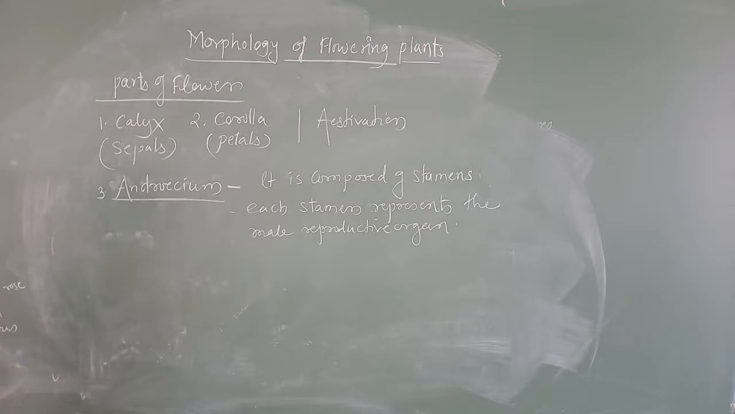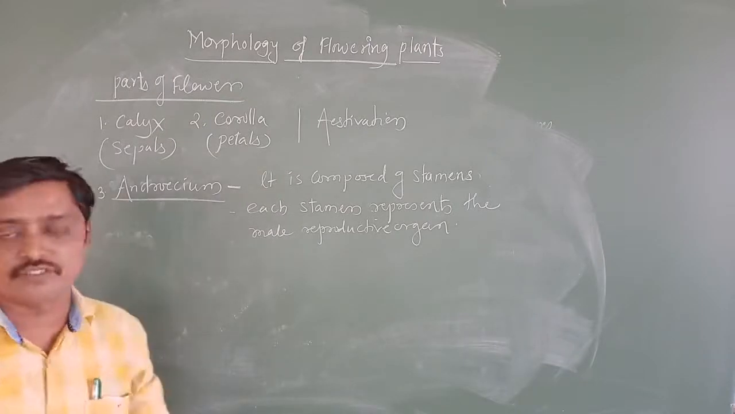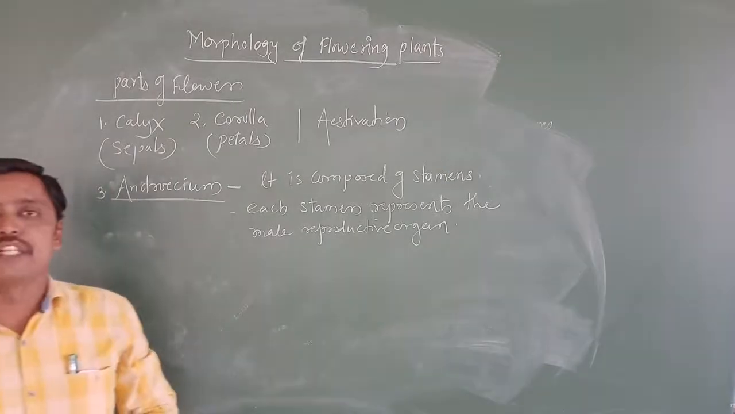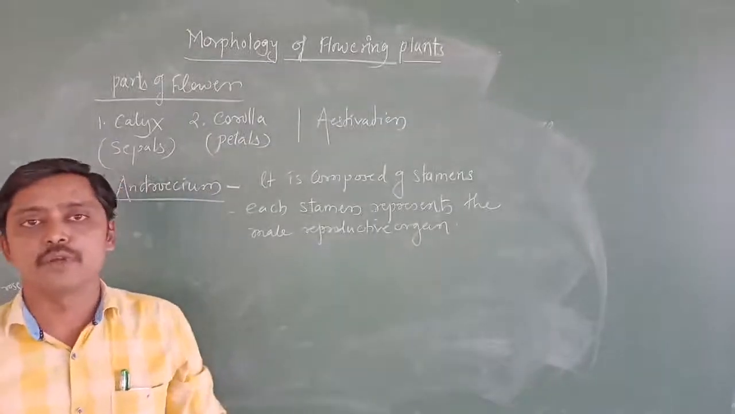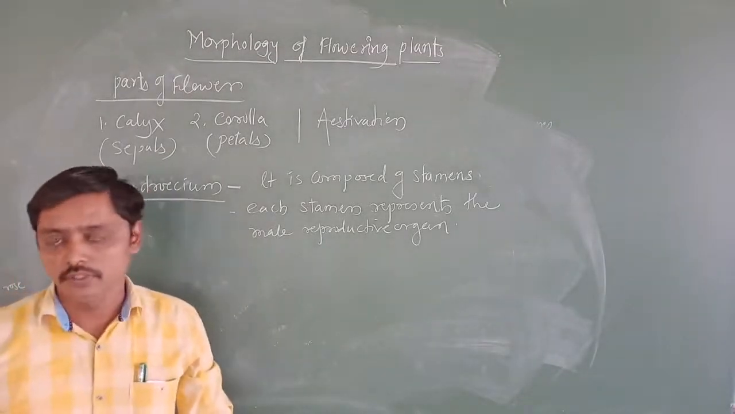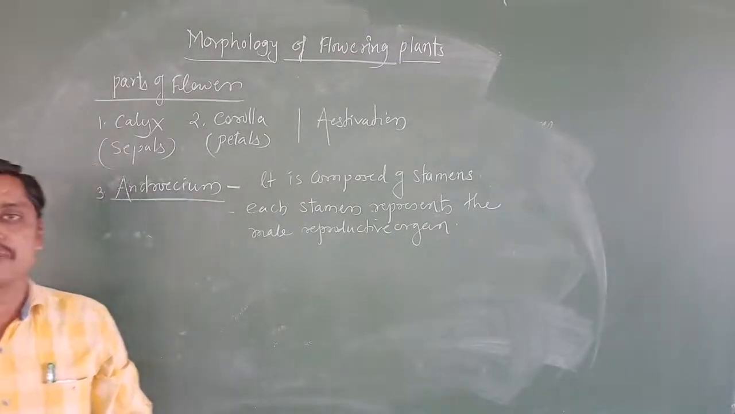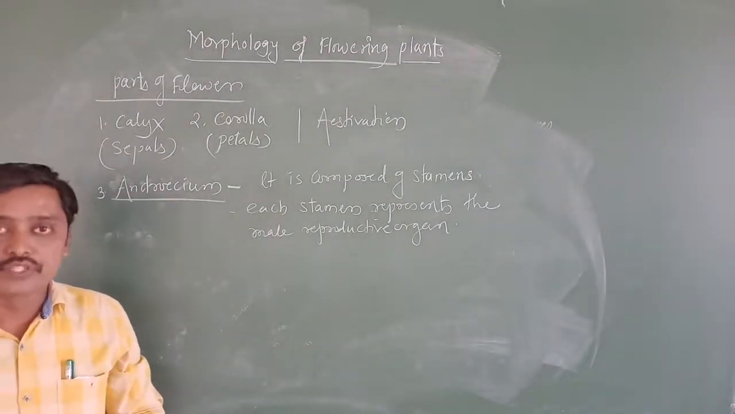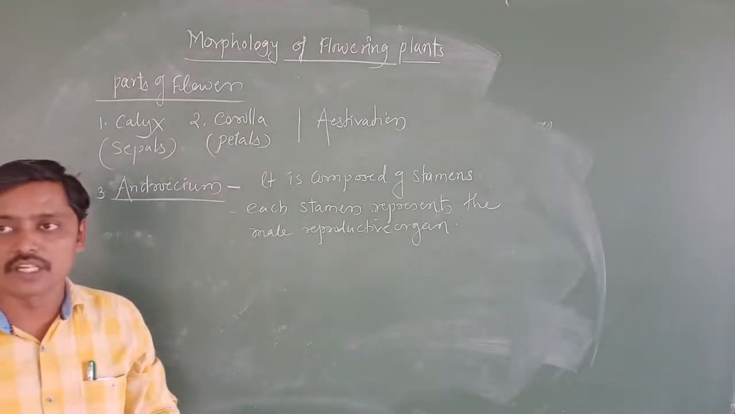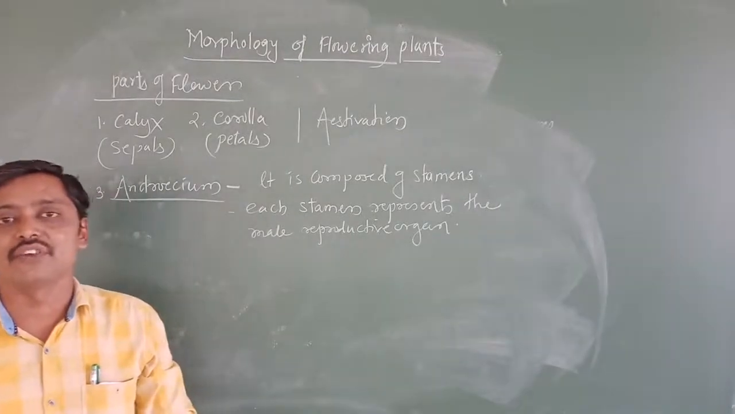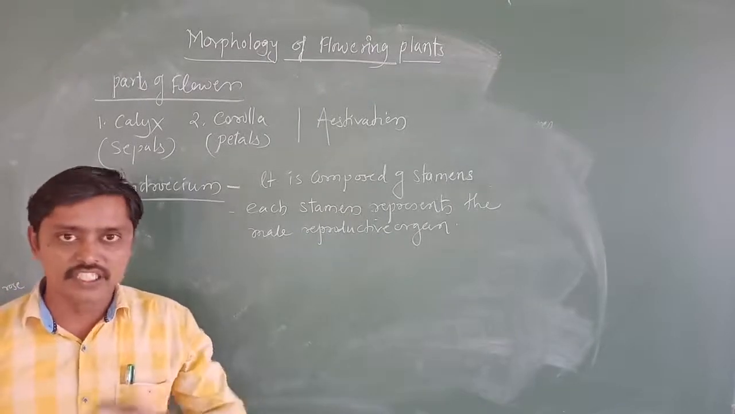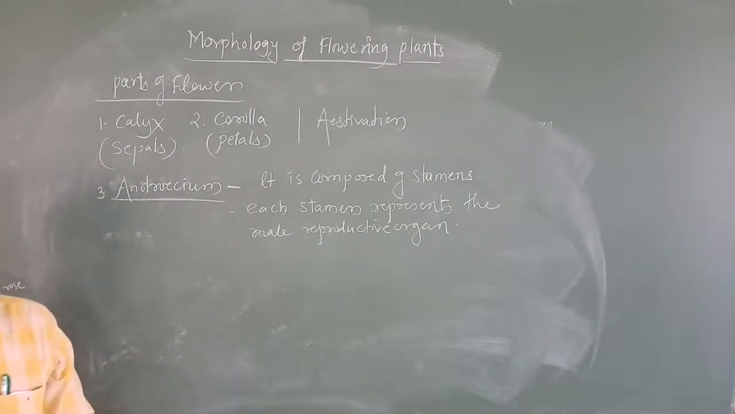In the chapter Morphology of Flowering Plants, so far we have studied the definition of flower. A flower is a reproductive unit of a plant used for sexual reproduction. After that we studied bisexual flowers, unisexual flowers, and the parts of a flower: calyx, corolla, androecium, gynoecium. Of these, the first two are accessory organs, and the last two are reproductive organs.